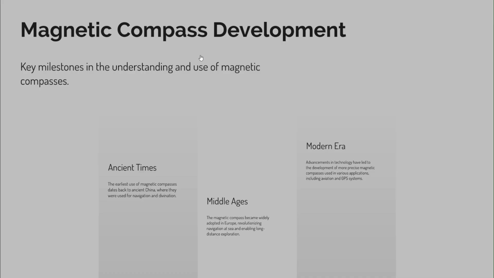So, magnetic compass development: key milestones in the understanding and use of the magnetic compass. In ancient times, the earliest use of the magnetic compass dates back to ancient China, where it was used for navigation and divination. For navigation, we know that they used it to travel from one place to another and find new places. So that is called navigation.